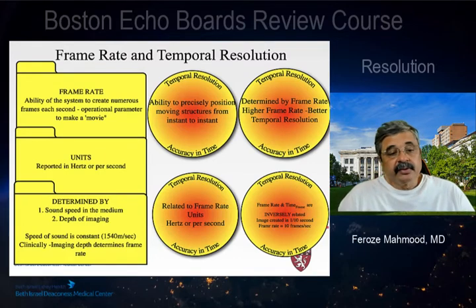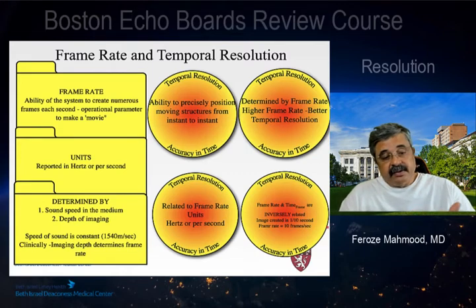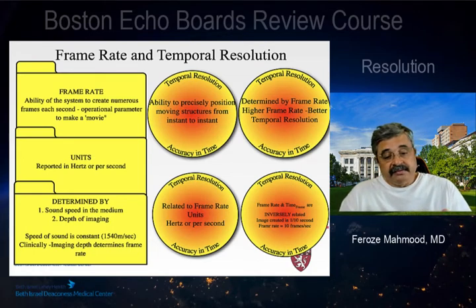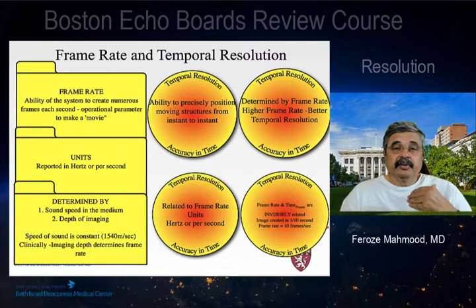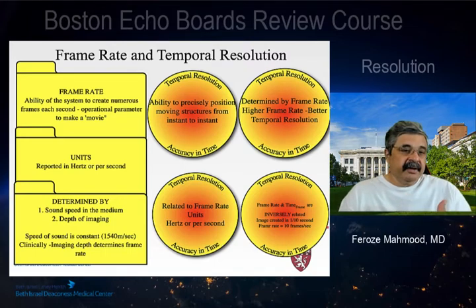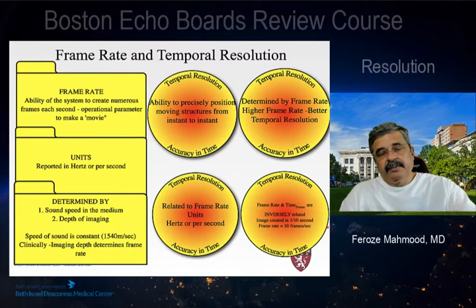It is reported in units of hertz, and it is determined by, number one, a constant factor, that is the speed of sound in the medium, and number two, the depth of imaging. The speed of sound is assumed to be constant, that is 1540 meters per second, and violation of this principle sometimes leads to speed of sound artifact, which we will discuss. Clinically, with the speed of sound being constant, the imaging depth determines frame rate, which means the time to go to the reflector and come back determines how fast you can generate an image. The deeper the structure, the more time it takes for the sound to travel to the reflector and come back.